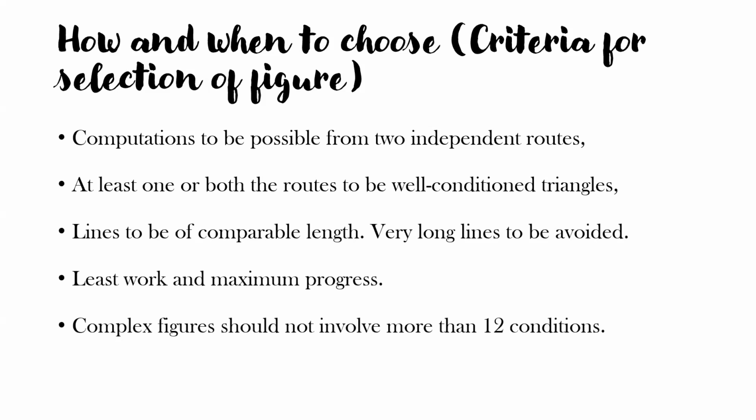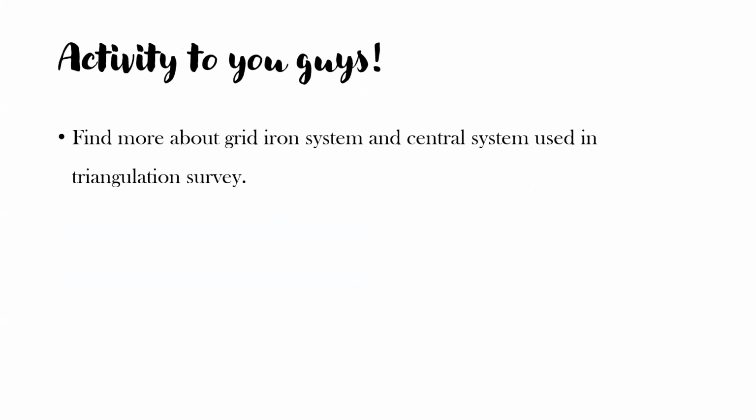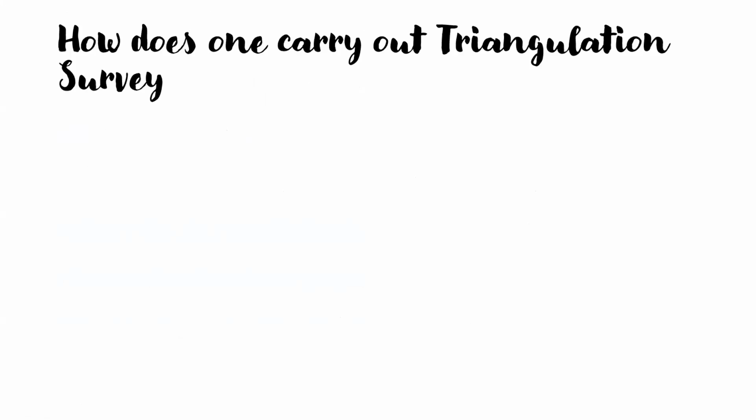In very extensive surveys, the primary triangulation is laid in two series of chains of triangles, which are usually placed roughly north and south and east and west respectively. Now we have something called the gridiron system and central system used in triangulation survey. This is the activity for you to look at what a gridiron system and central system are in a triangulation survey.